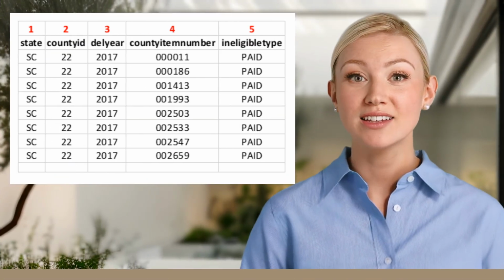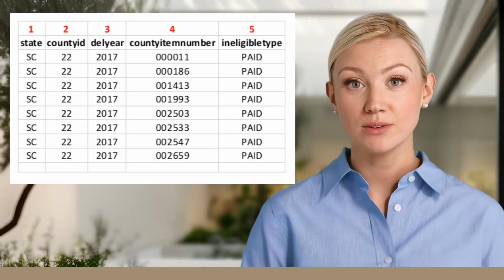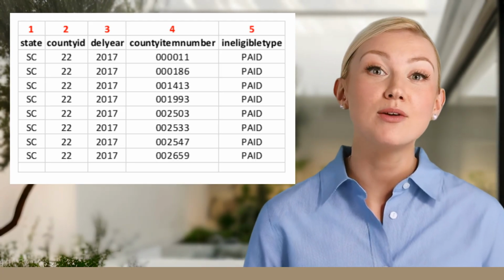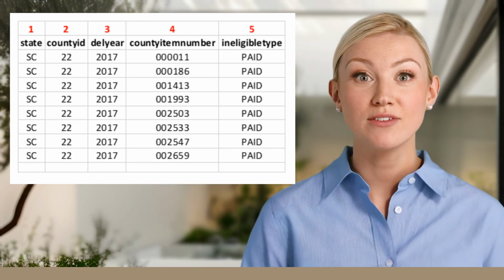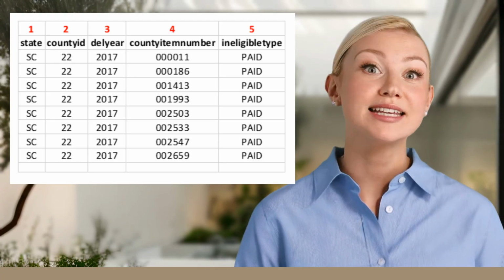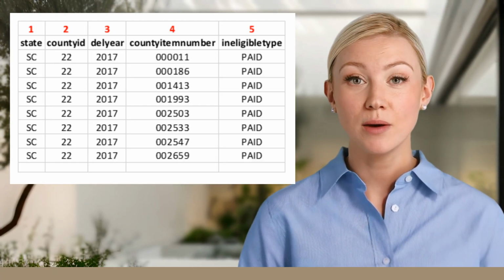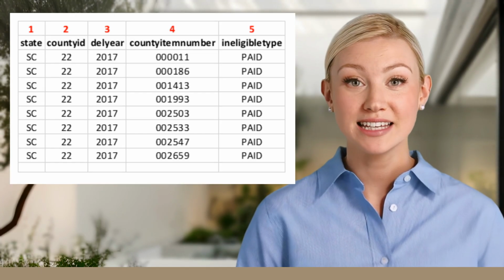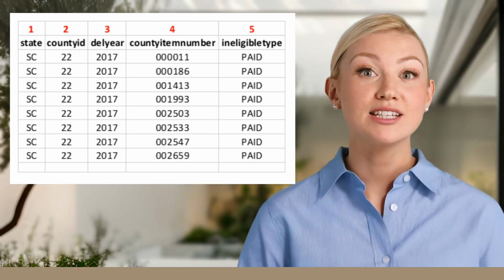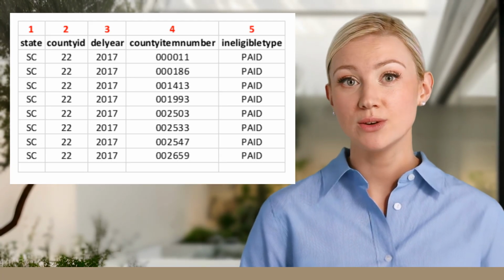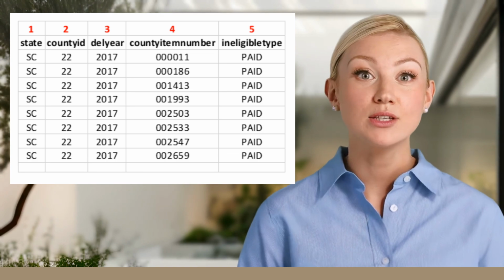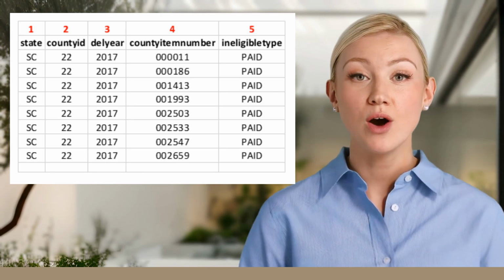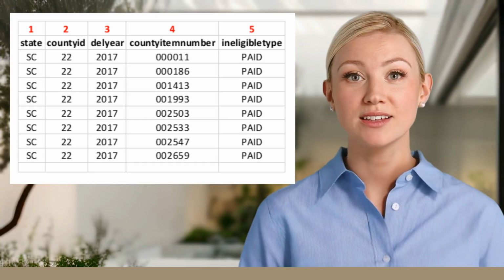Each ineligible file is fairly simple, but very important. So it is imperative that it be formatted properly. It must contain the following columns: state, county ID, delinquent year, county item number, and ineligible type. The delinquent year is the year that the delinquency occurred. The county item number is the unique ID number that you have assigned to an individual property, and the ineligible type is the reason that the county does not want this property to get posted.